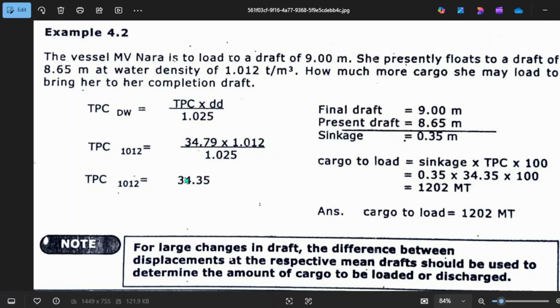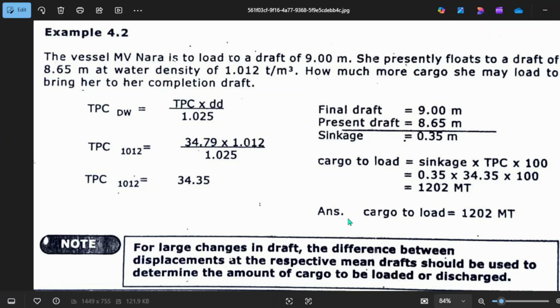So with this TPC, take note that how to get the cargo to load is sinkage times TPC times 100. The sinkage is your final draft minus your present draft of 8.65, that will be 35 centimeters. So 35 centimeters times your corrected TPC of 34.35 times 100, that will be 1202 metric tons. So this will be the remaining cargo to load, 1202 metric tons.